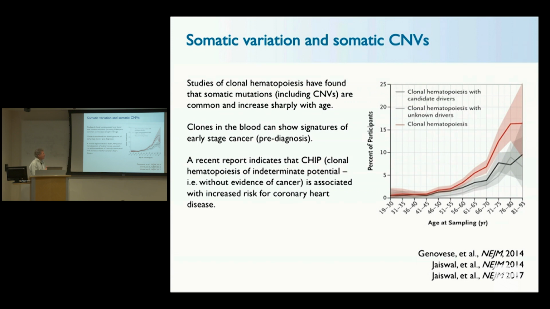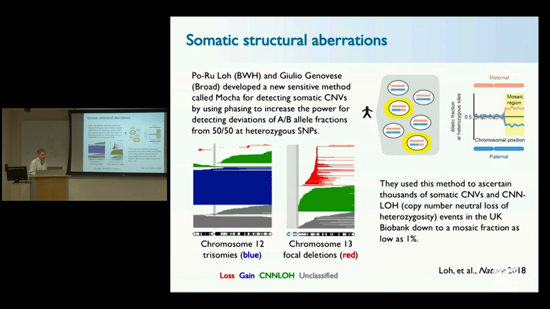So there's a dramatic increase of this kind of somatic mutation with age. It can be a signature of different kinds of blood cancers, and it can even show up quite early, pre-diagnosis. And some recent reports have indicated that there can be other phenotypes associated with this, such as increased risk for coronary artery disease. And there's been some recent work associated with Broad. Po Rouleau at Brigham and Women's and Giulio Genovese here at Broad developed a new method called MoCA for detecting these somatic CNVs. They use phasing to really increase the power for looking at these somatic events.